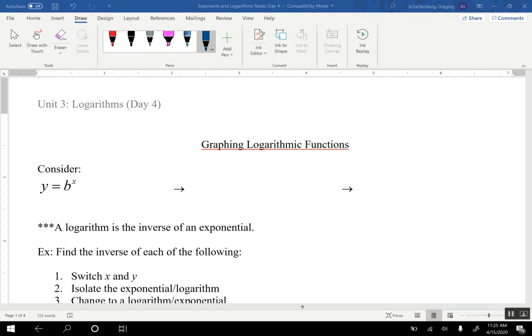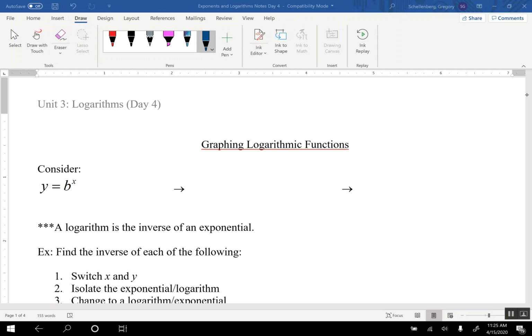Alright, day 4 of Exponents and Logarithms, and today we're going to look at graphing logarithmic functions. But the first thing we're going to do is look at this function here, y equals b to the x. And the first thing that I will ask you to do is to find the inverse of that function.